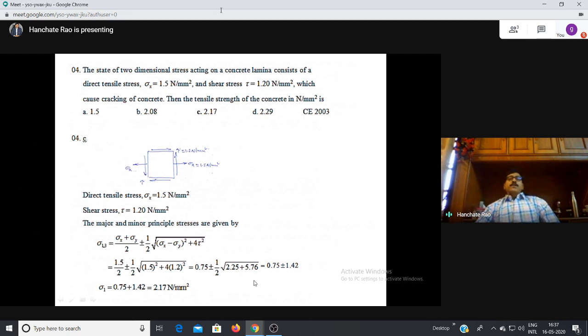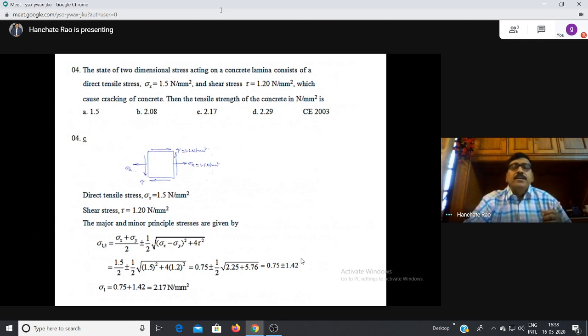The state of two-dimensional stress acting on a concrete lamina consists of a direct tensile stress sigma x is equal to 1.5 newtons per mm square and shear stress is equal to 1.2 newton per mm square. What is the tensile strength of the concrete in newton per mm square? It is asking. So in other words, what is he asking? He is asking the major principal stress.